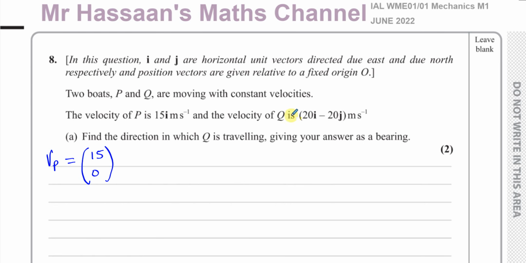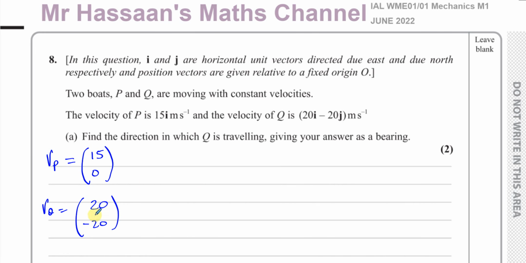And the velocity of Q is 20I minus 20J. So the velocity of Q is 20 east and minus 20, so that means south. 20 east and 20 south. That's what that means. So let's find the direction in which Q is traveling, giving your answer as a bearing.